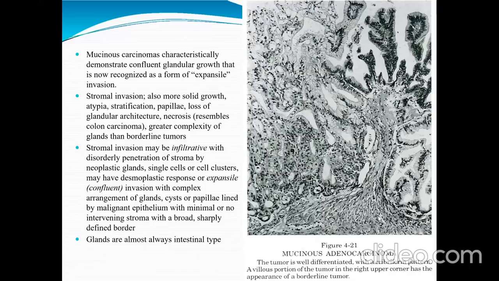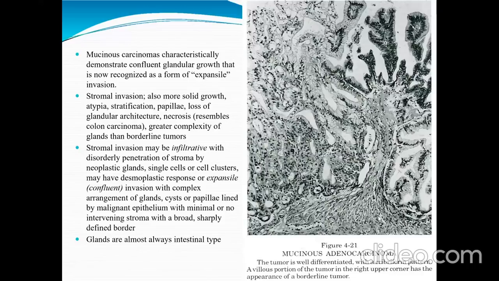Stromal invasion may be infiltrative, with disorderly penetration of stroma by neoplastic glands, single cells, or cell clusters, and they may have a desmoplastic response, or expansile invasion with complex arrangement of glands, cysts, or papillae lined by malignant epithelium with minimal or no intervening stroma with a broad, sharply defined border. The glands are almost always intestinal type.